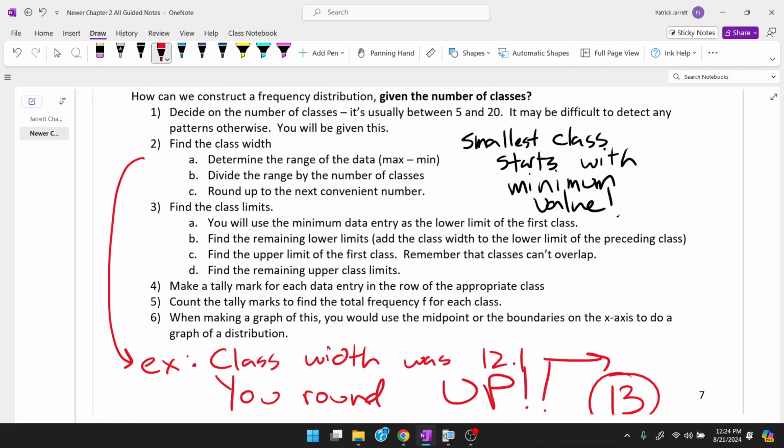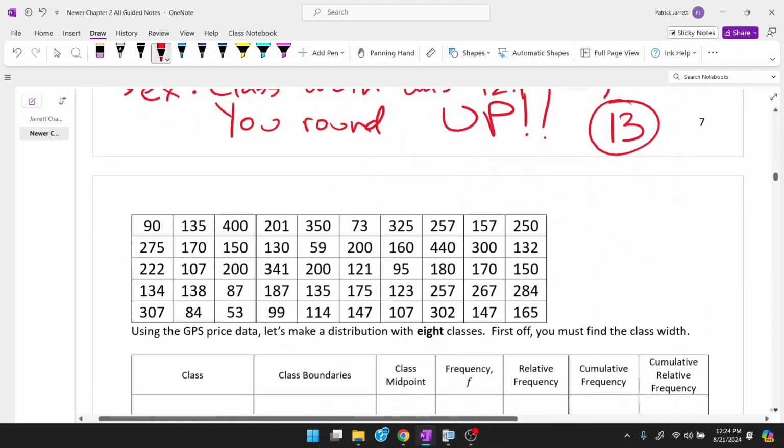So, we're going to use the same data that we just used. And what we're going to do with that is figure out the class width. Now, how many classes does it say on the next page? 8. Now, I'm going to skip midpoint. We're not going to worry about midpoint. In fact, I'm going to extend class boundaries into this column for my purpose. Now, what is the minimum price?